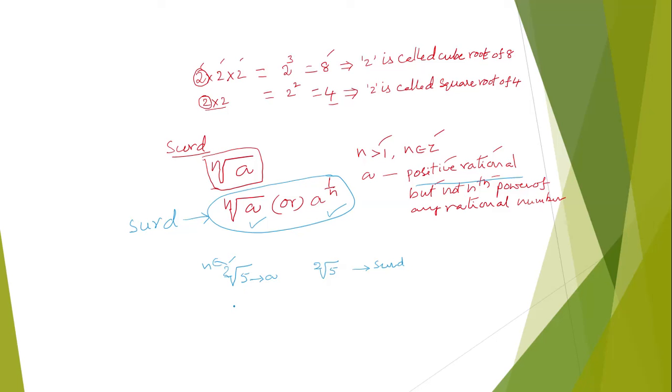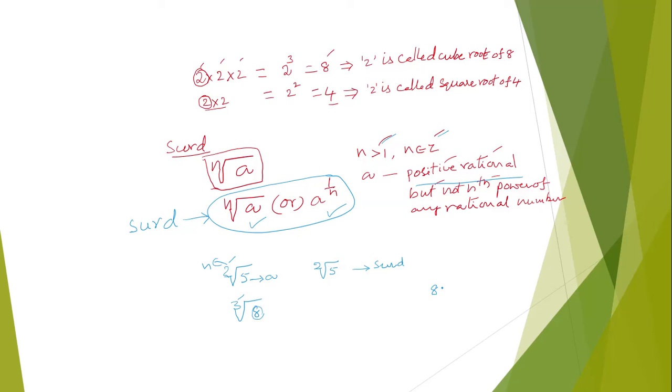You may take one more example. If you take cube root of 8, here you may observe these two conditions. N is greater than 1, n belongs to Z. Here 3 is a positive integer which is greater than 1, and here 8 is a positive rational number, but is it an nth power of any rational or not? You may check this.